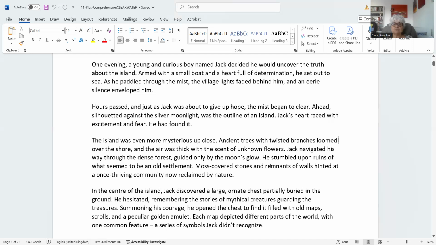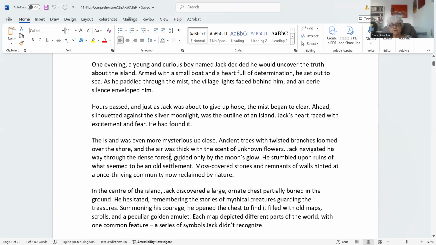Let's look at the visual description of what he finds on the island. "Ancient trees with twisted branches loomed over the shore." So the picture of the trees is twisted. It's rather sinister, isn't it? "And the air was thick with the scent of unknown flowers." So the unknown again emphasizes the air of mystery in the passage.